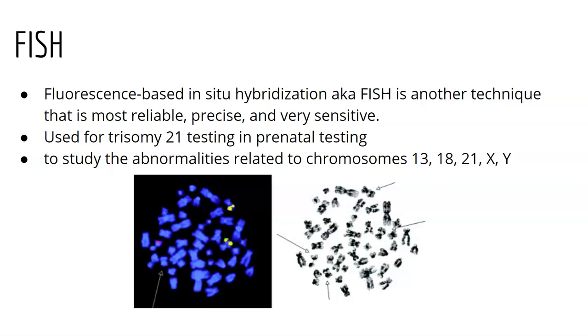So if you look at the photo, you can see that the left-hand side shows the chromosomes under fluorescence. The right-hand side is the photo of chromosomes using the electron microscope, and you can see the bands on the chromosomes on this side. The arrows are pointing to areas where there possibly are abnormalities.